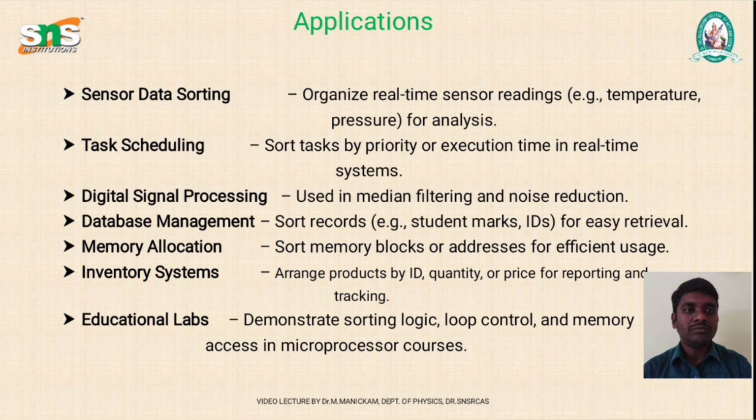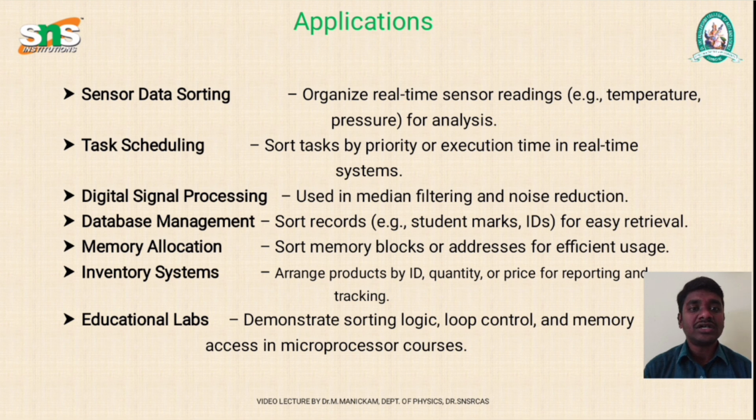Now the applications for the ascending order program, where it is used in day-to-day life or in electronic components. The first one is sensor data sorting. It is used for data sorting purposes, to organize real-time sensor readings, for example temperature, pressure, gauge. These are used for analysis purposes with the ascending order sorting program.